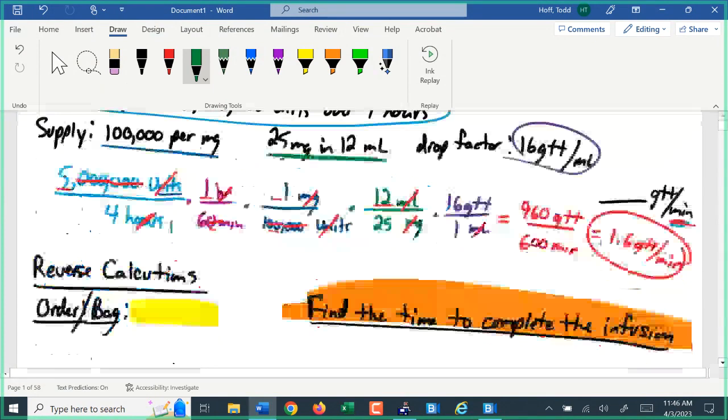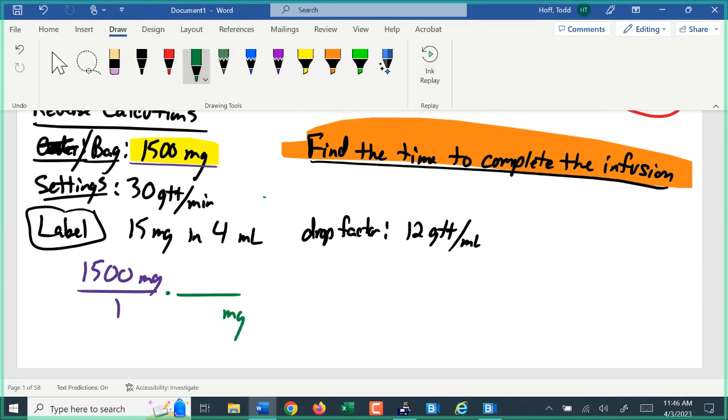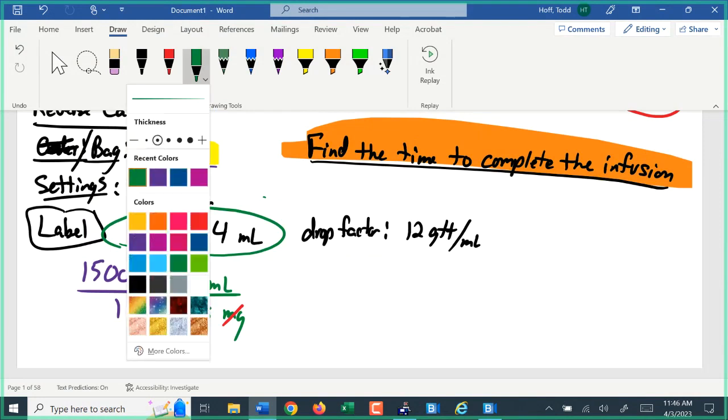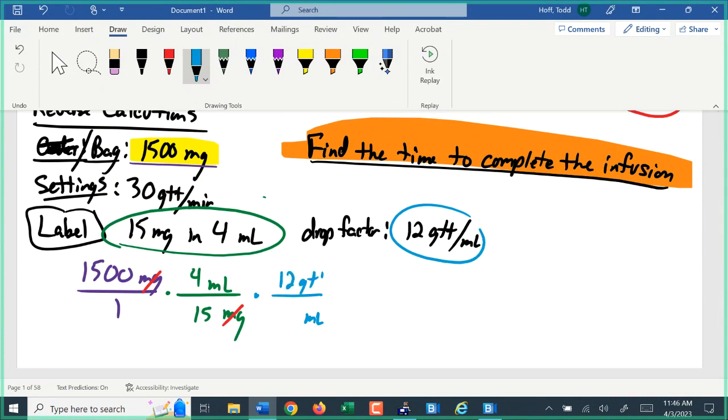So here, oops, get back here. We want to get rid of the milligrams, so we're going to put milligrams on bottom. And let's see here. We have 15 milligrams and 4 milliliters. That gets rid of the milligrams. We're now in milliliters. We don't want milliliters either, so we're going to get rid of milliliters. We have 12 drops per milliliter, so that's 12 drops in 1 milliliter. So we've gotten rid of the milliliters.